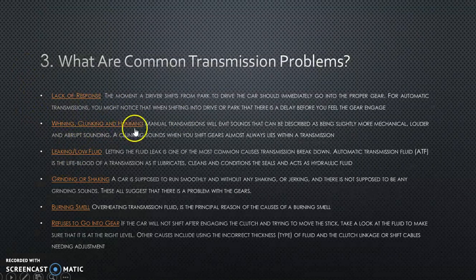Whining, clunking, and humming. Manual transmission will emit sounds that can be described as slightly more mechanical, louder, and abrupt sounding. A clunking sound when you shift gears almost always lies within the transmission. Leaking low fluid. Letting the fluid leak is one of the most common causes of transmission breakdown. Automatic transmission fluid, or ATF, is the lifeblood of a transmission as it lubricates, cleans and conditions the seals and acts as hydraulic fluid.